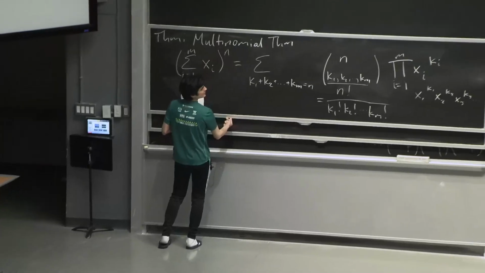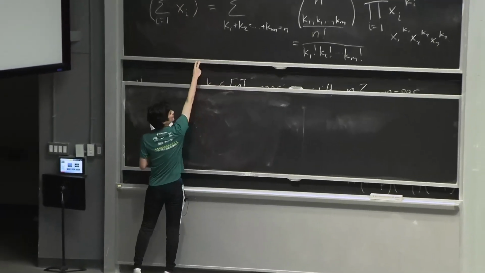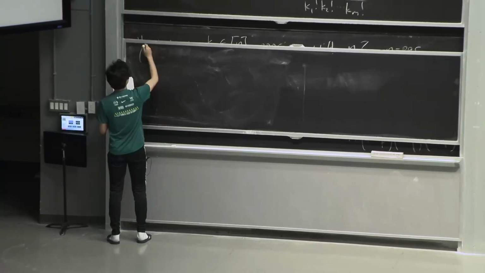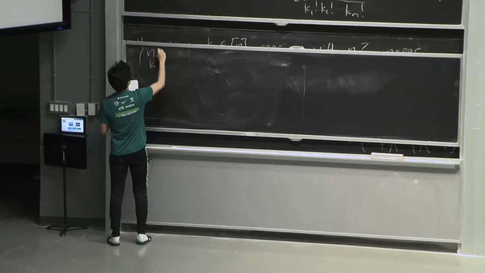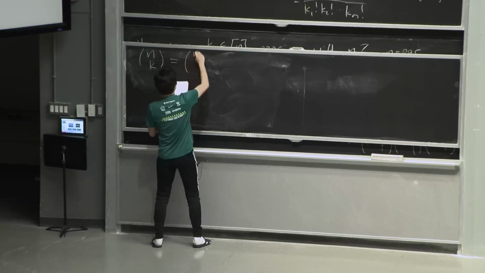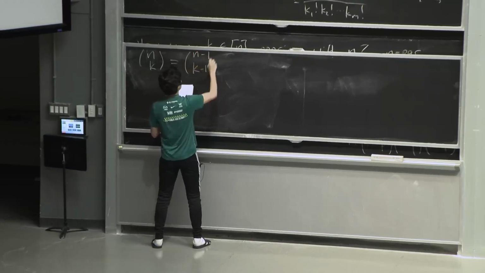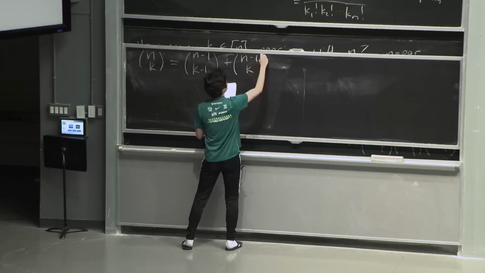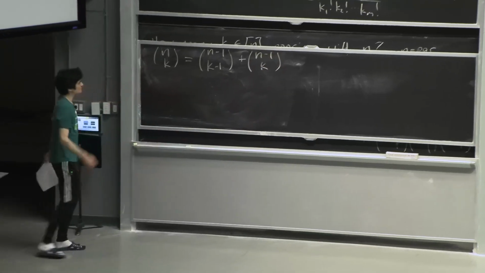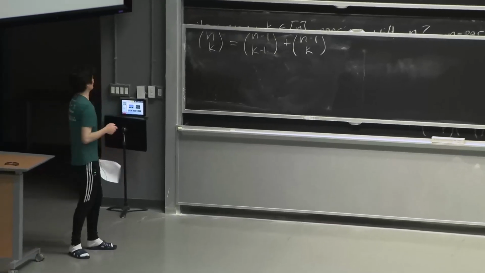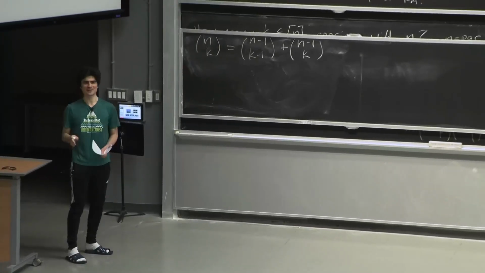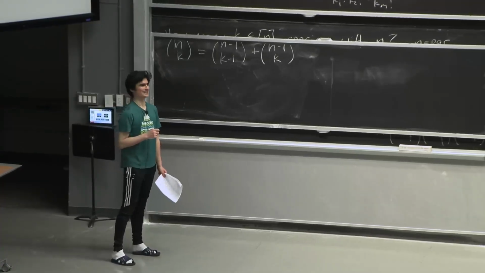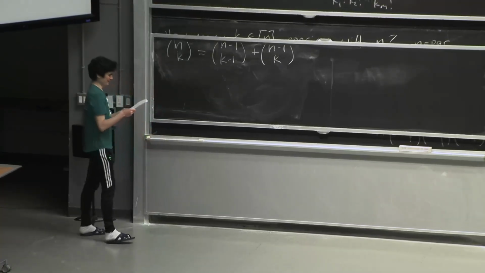Okay. So why don't we move on to another useful identity that we can prove using a combinatorial proof. n choose k equals n minus 1 choose k minus 1 plus n minus 1 choose k. Who has seen this before? I know that at least one of you has. A few hands? Okay.